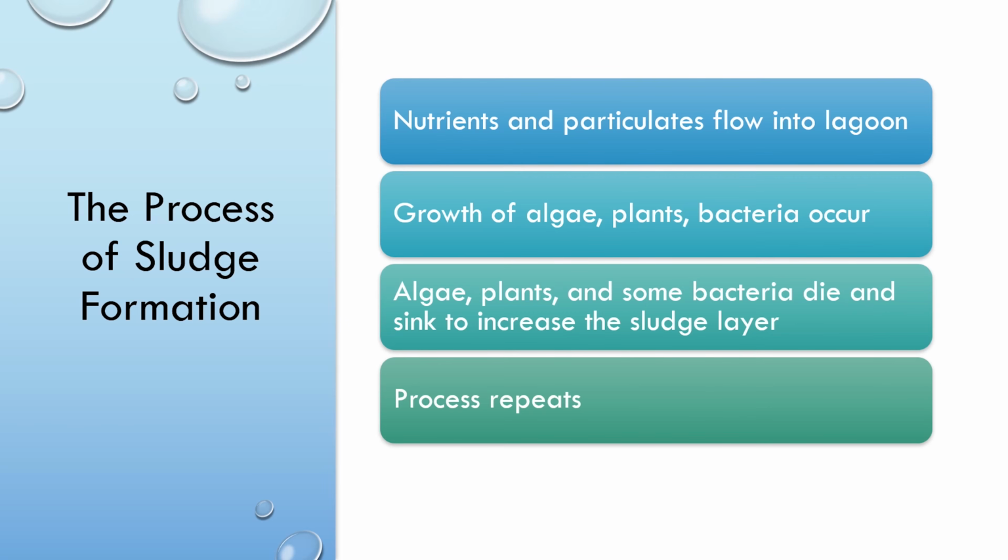Now we will go over the process of sludge formation. Nutrients and particulates flow into the lagoon, or they're released from sludge in the pond. The nutrients promote the growth of algae, plants, and bacteria. The algae, plants, and some bacteria will eventually die, then sink to the bottom of the pond and increase that sludge layer. The increasing sludge depth then generates a larger anaerobic sludge area, still with organic compounds in it, and that promotes the release of more inorganic nutrients. And this is how this process keeps repeating.